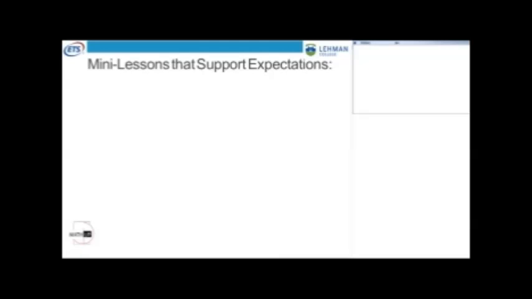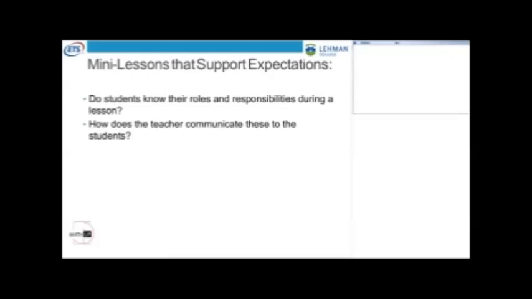Along with the environment are mini lessons. Mini lessons are a powerful way to support expectations, and they're a venue for teachers to teach students about their roles and responsibilities during a lesson. And we have to think about how we communicate this with students. So we can't just expect students to sit still during a mini lesson unless we teach them what that looks like.